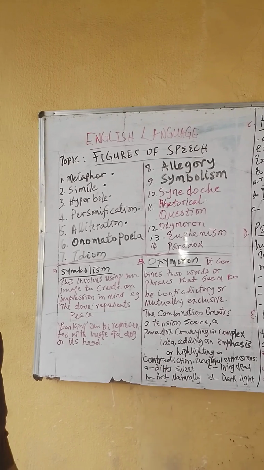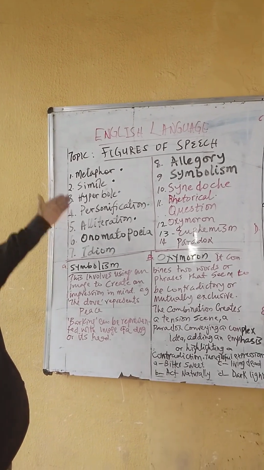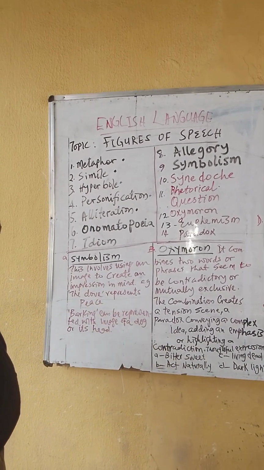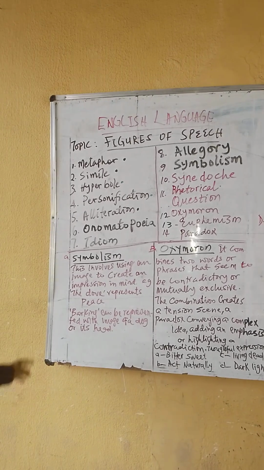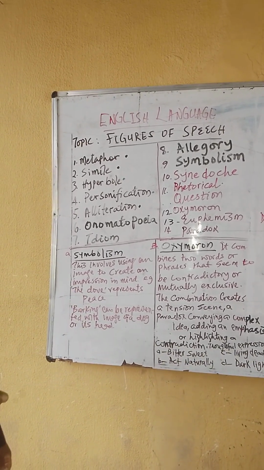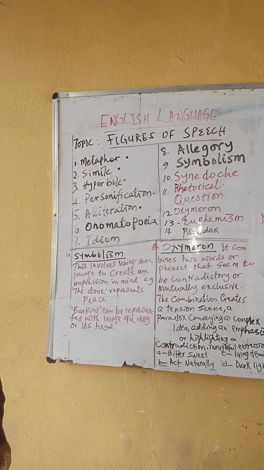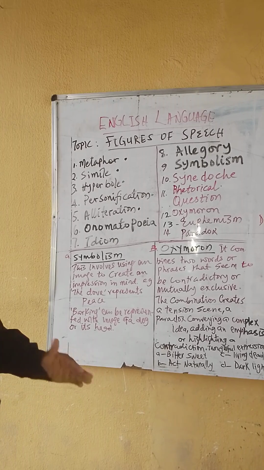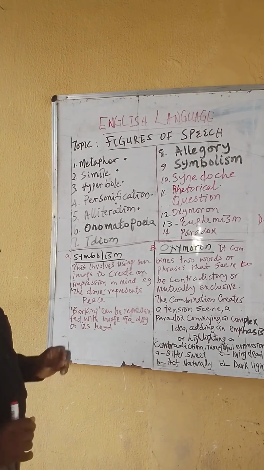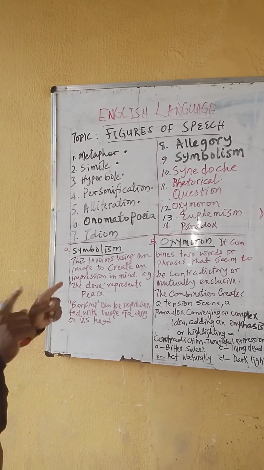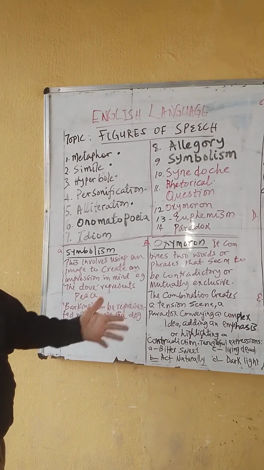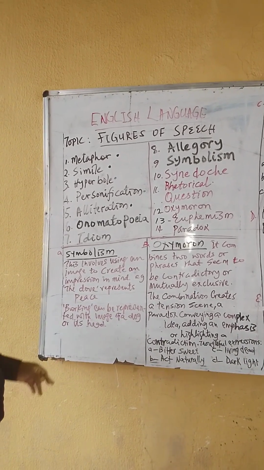When we use symbolism in English, it's part of this figure of speech. Symbolism involves the use of an image to create an impression in the mind of the person who is listening or who is reading what we are presenting. So you use an image to create an impression in the mind of the person who is reading or hearing your speech.